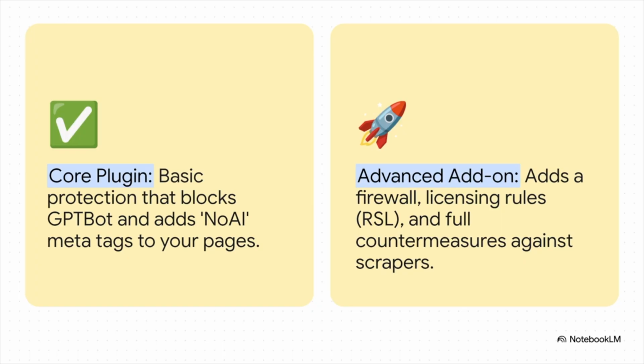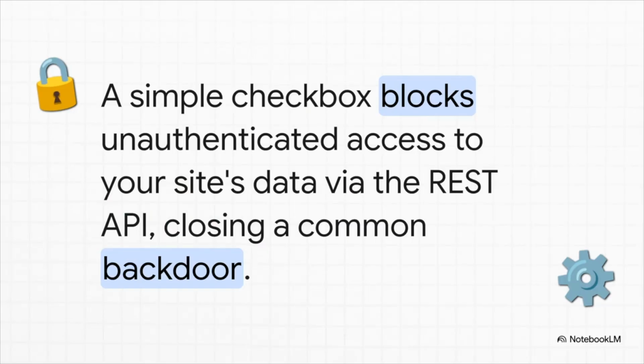But if you want to get really serious with a full-on firewall and countermeasures, there's an optional advanced AI defense add-on for that. This protection also extends to something kind of technical but really important, the REST API. You can think of it as a data backdoor into your WordPress site. And with another simple checkbox, this plugin lets you slam that door shut for anyone who isn't logged in, closing off a common way for bots to scrape your private info.